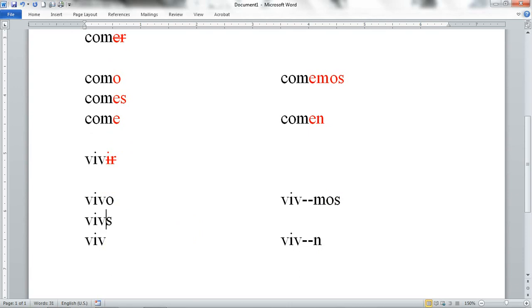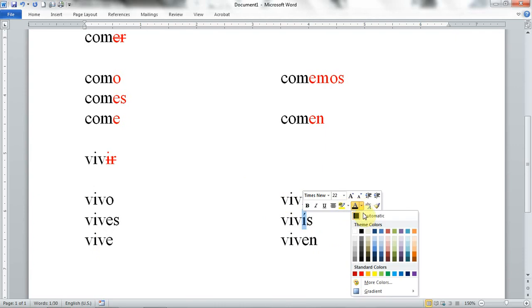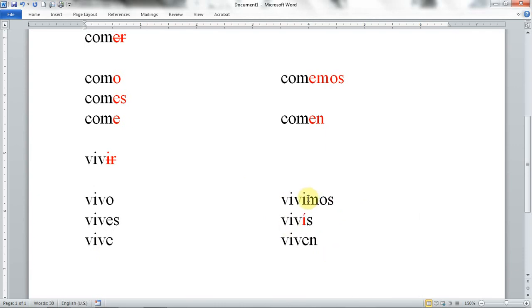So let's see. Tú vives. Él, ella, usted vive. So far they're the same. Well, I'm right here, so I'll do this one. Viven. Okay, so there's only one that's different, and it's the nosotros form. Vivimos. And, well, actually, if you do vosotros, you'll see that that's different as well. Vivís. Okay? The I will come up right here and right here. Okay? But otherwise, IR verbs look just like ER verbs.